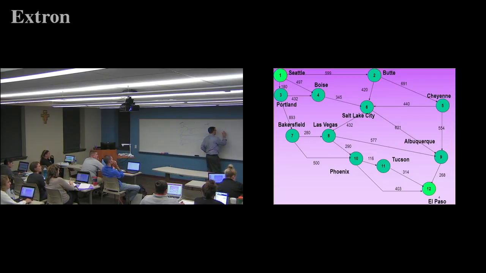So x12 plus x13 plus x14 has to equal 1. We have to leave Seattle through one route, right? I don't know what it is, but we have to leave Seattle through one route. So there's a constraint for the start node. It says we have to leave it once. Make sense? Because if we go to Butte, we're never going to take Seattle to Boise. If we go to Boise, we're never going to go to Portland or Butte.